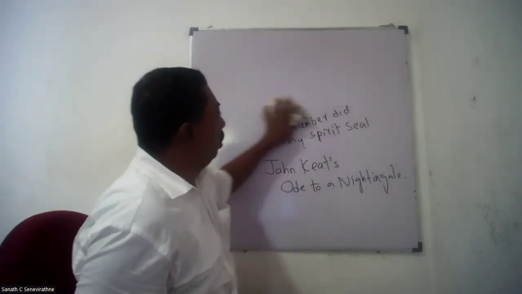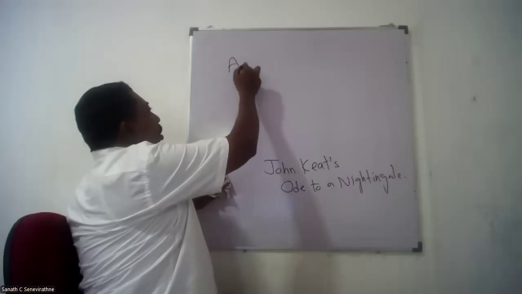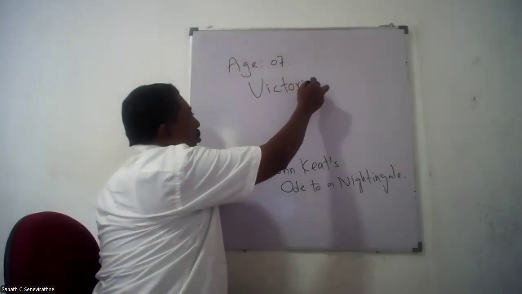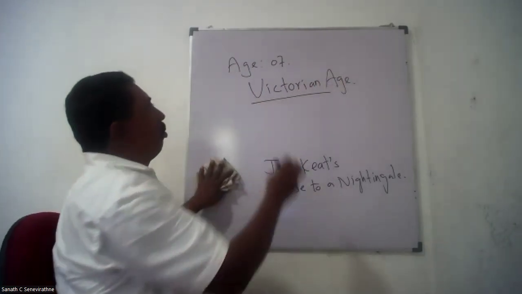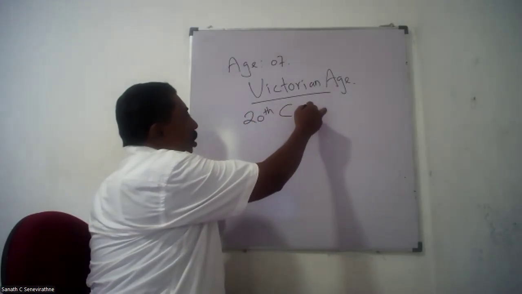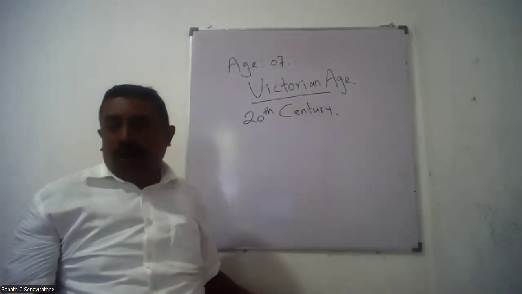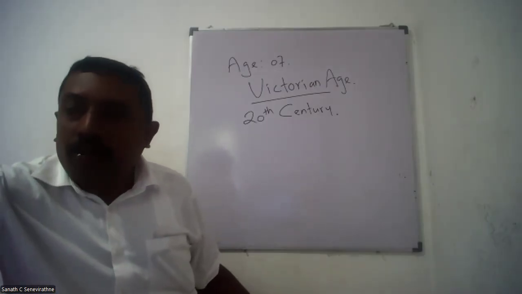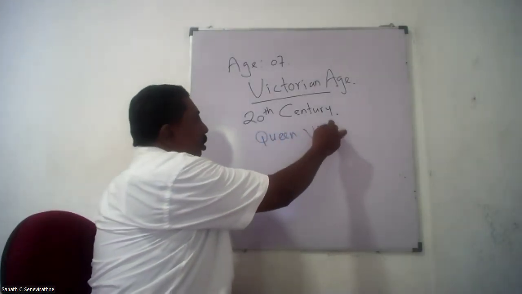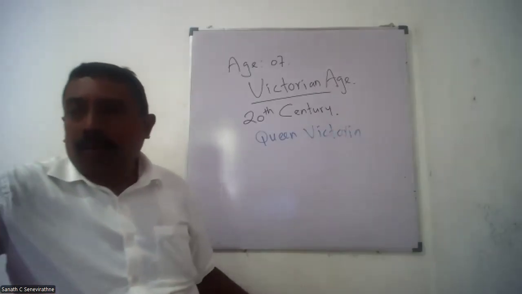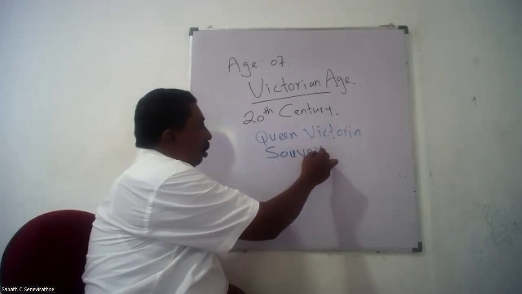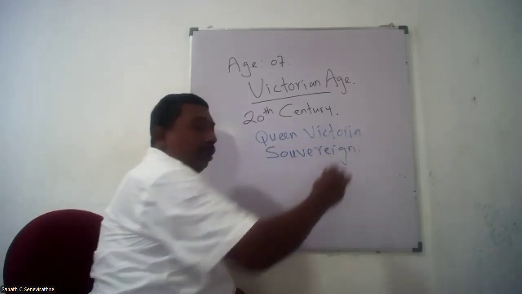After that, age 7 is the Victorian age of England. We say Victorian age because Queen Victoria was the sovereign. Sovereign means great queen.